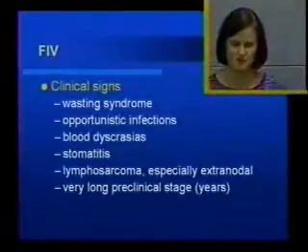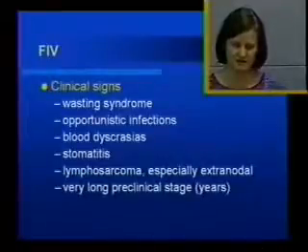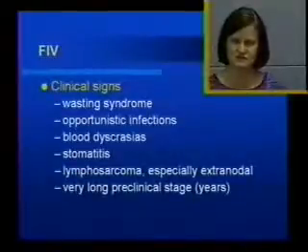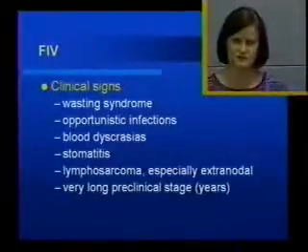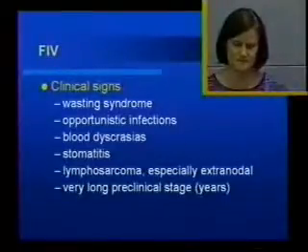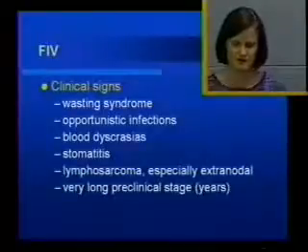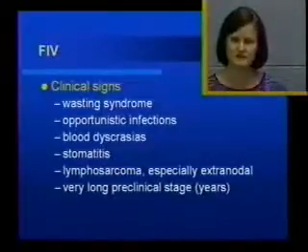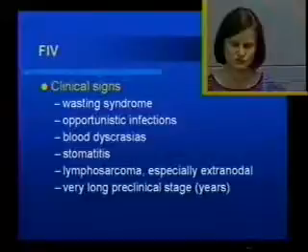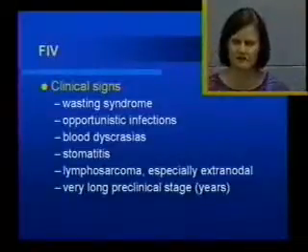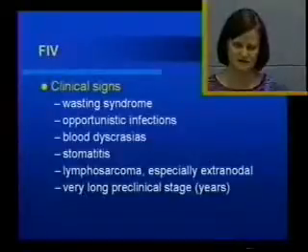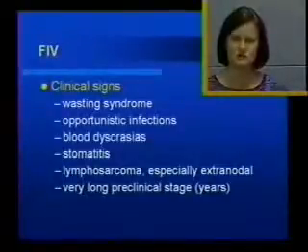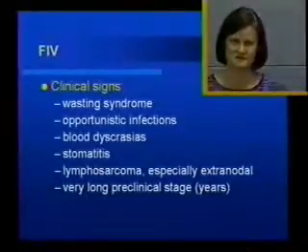There's a wasting syndrome, there are opportunistic infections that can occur, and blood dyscrasias such as anemia and leukemia. Stomatitis is one of the most common diseases that we see. This is inflammation of the mouth. We can also see lymphosarcoma, especially in extranodal or unusual sites. Cats infected with FIV have a very long prodromal or preclinical period, usually lasting years before they show any clinical signs of disease.